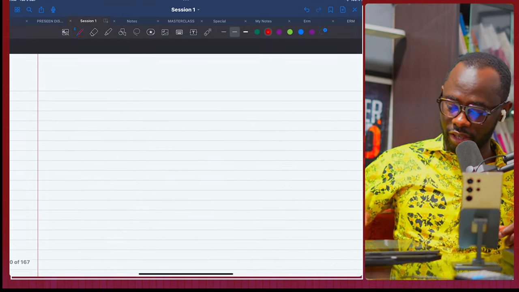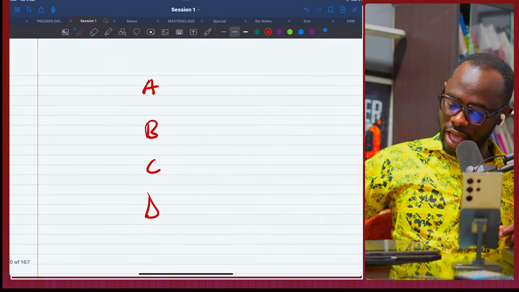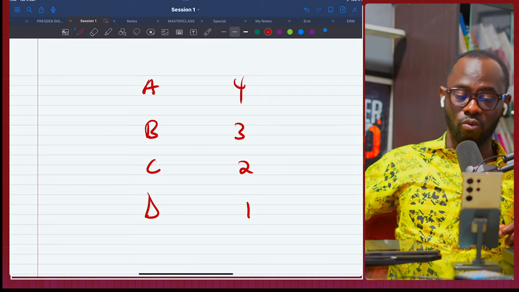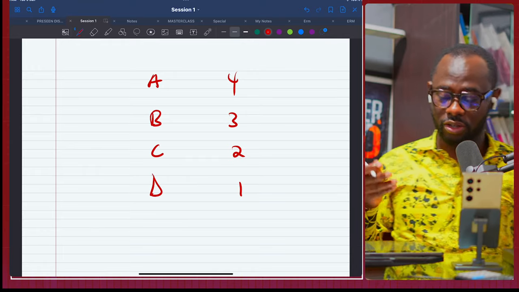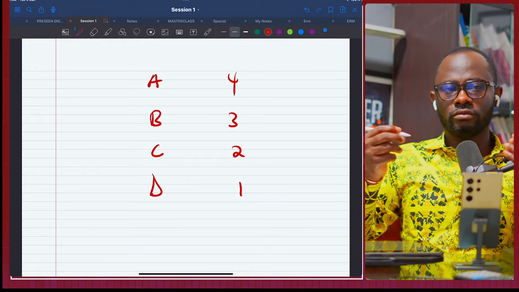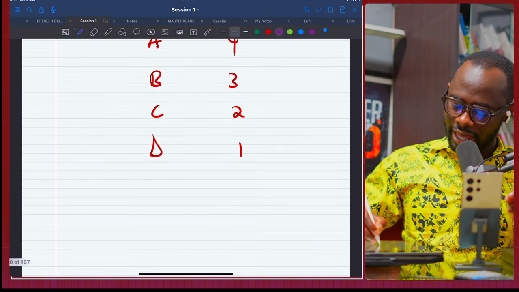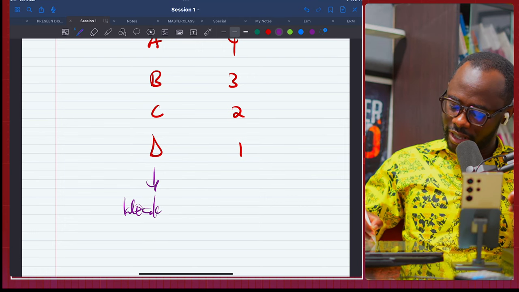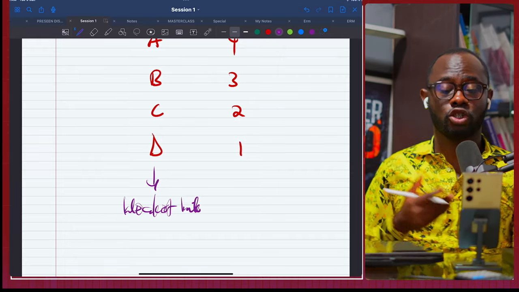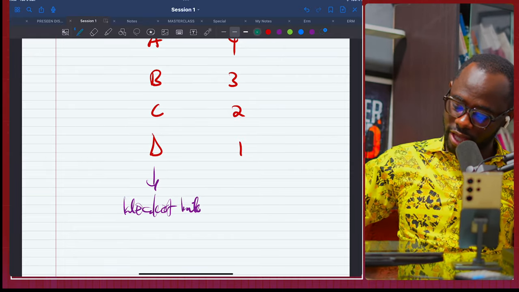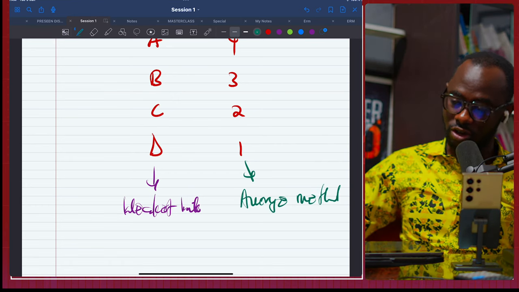When it comes to the PEFA, we have A, B, C, D. Then we have 4, 3, 2, 1. Please stay with me carefully because this is going to save you in the exam, or if the examiner gets goosebumps about this. When we are using the weakest link method, we use the alphabet for the scoring. But when we are using the average method, we use the numbers for the scoring.